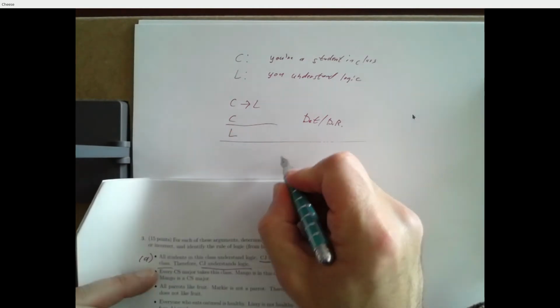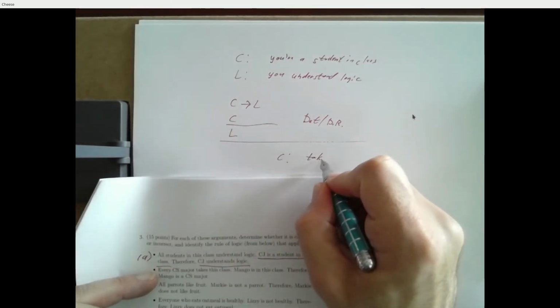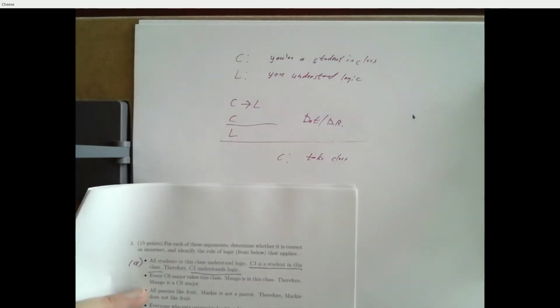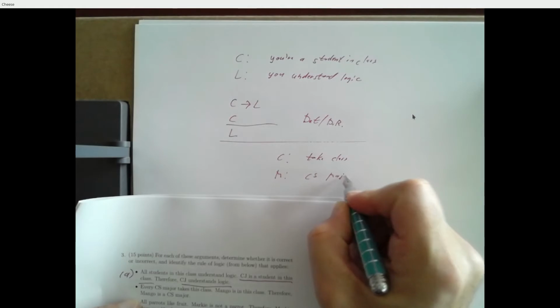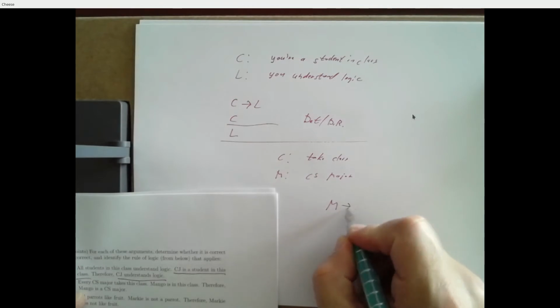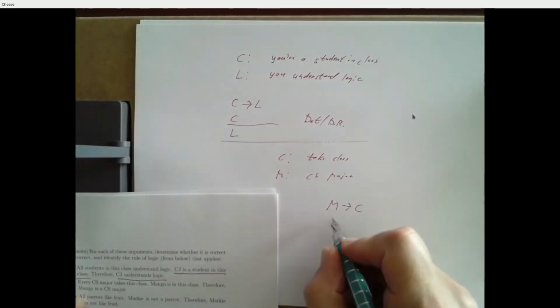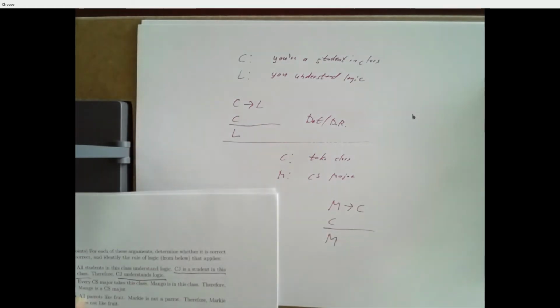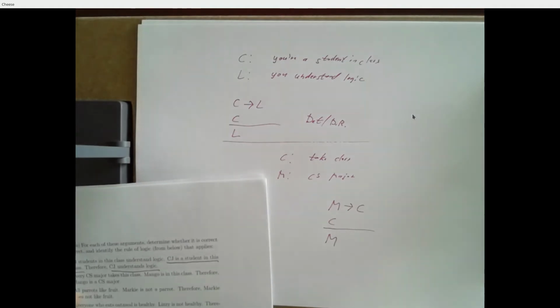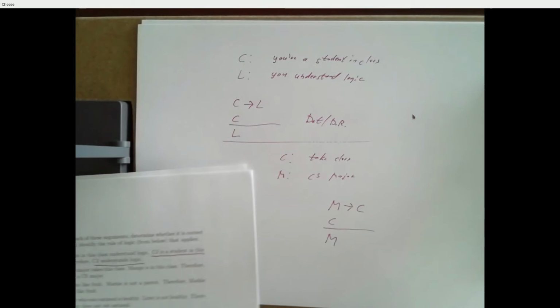So C could be you take the class, and these are not propositions, right? But C is the proposition that you take the class. M is the proposition that you're a CS major. So this says if you're a CS major, you take this class, and Mango is taking this class, therefore Mango must be a CS major. And is that a fallacy? Yes. What kind? Fallacy of affirming the conclusion, right? So that's a D, right?